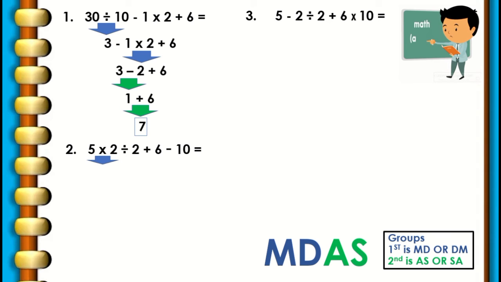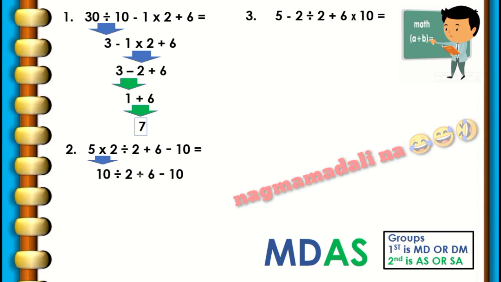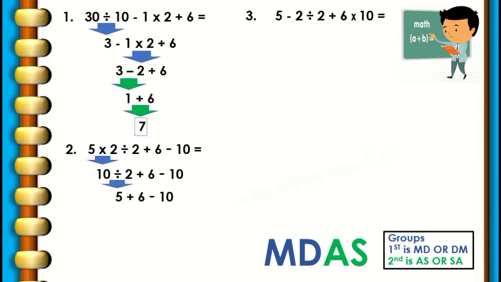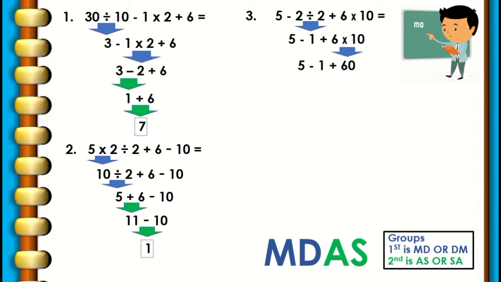Next, number 2, multiplication. Ayan, fast forward na natin. So carry out first the first group, followed by the second group. So we have 1. Next, okay, carry out the first group. So we have multiplication, division and multiplication, followed by subtraction and addition. So we have 64. I hope you got it correctly.